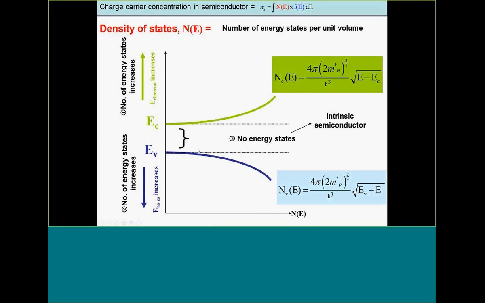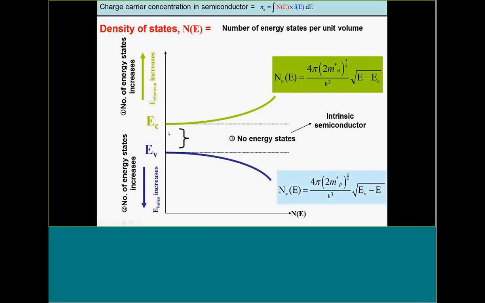But if you look here, between the conduction band edge and the valence band edge, there are no energy states. Why is it so? Whenever there are no energy states, it means this semiconductor is an intrinsic semiconductor.